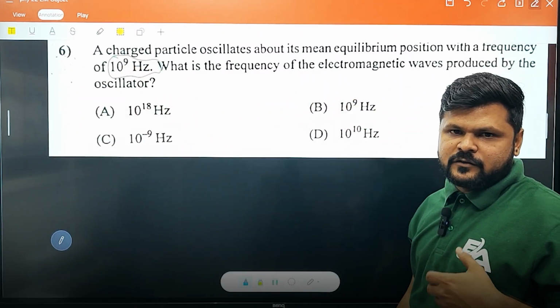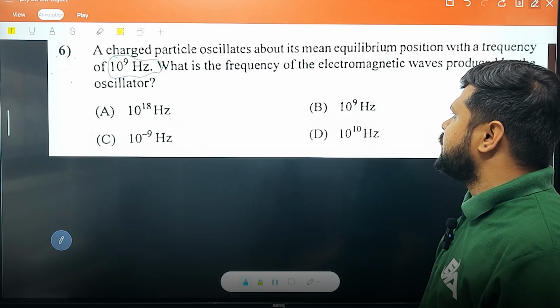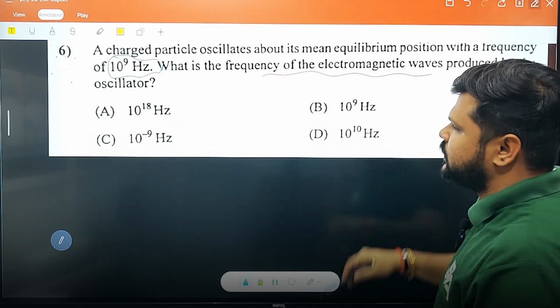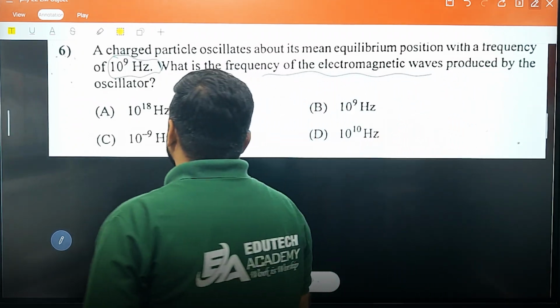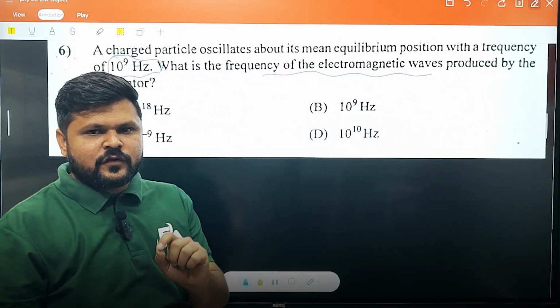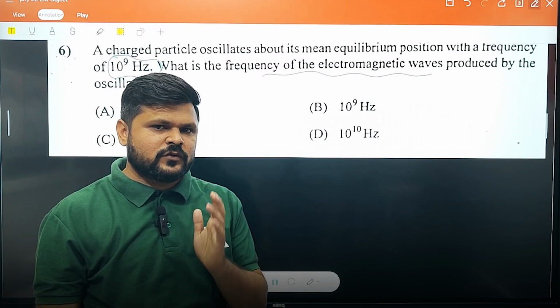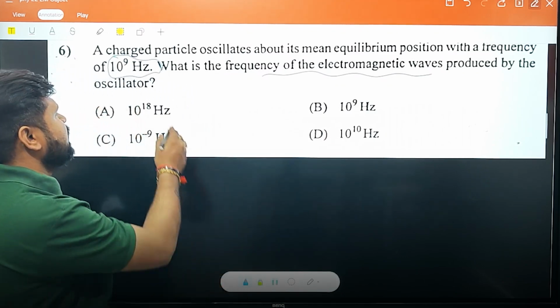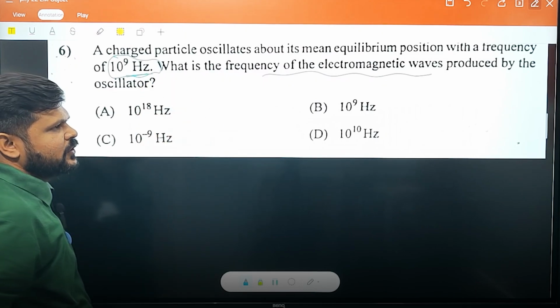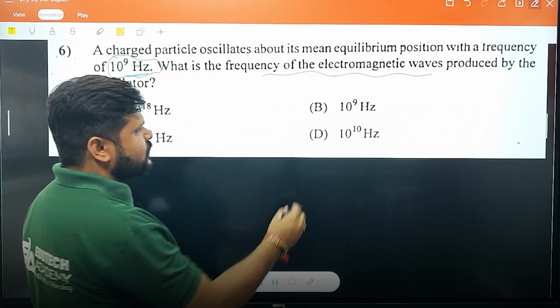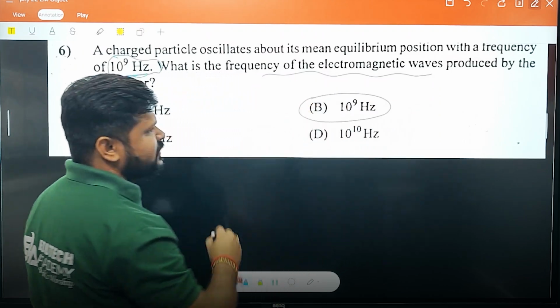If a charged particle is oscillating, then obviously it will generate some electromagnetic wave. So what will be the frequency of this electromagnetic wave? That is the question. Now we know that the frequency of electromagnetic wave is equal to the frequency of the source. Here, what is the frequency of the source? 10 raised to 9. So what will be the frequency of the electromagnetic wave? That will be again 10 raised to 9. So the correct answer is 10 raised to 9 Hz.